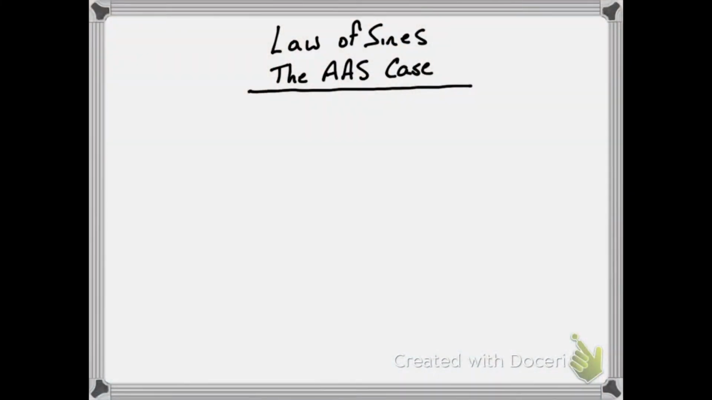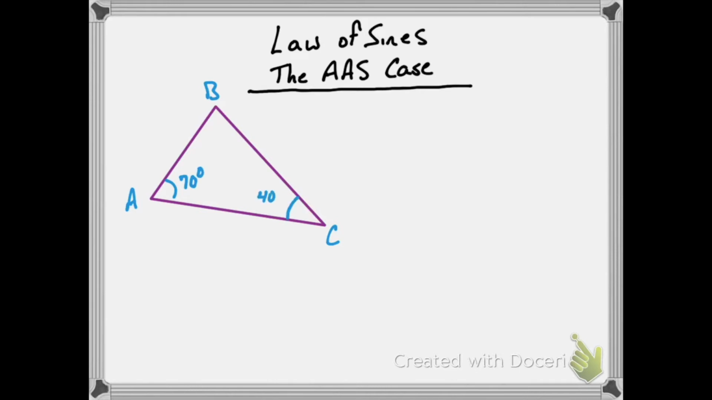The law of sines, angle, angle, side case. Let's draw a triangle where we have angles A, B, and C. I will say angle A is 70 degrees, and angle C is 40 degrees, and we'll say side A is 12. So here we can see as we go around the triangle, we have angle, angle, side. And our job for this triangle is to find side C.